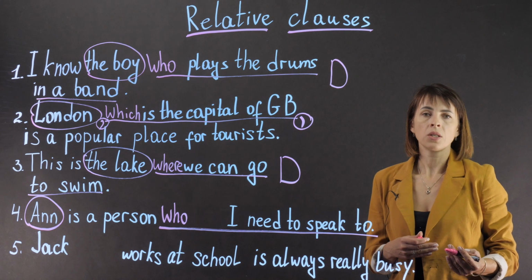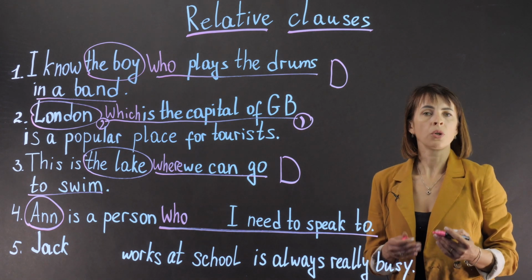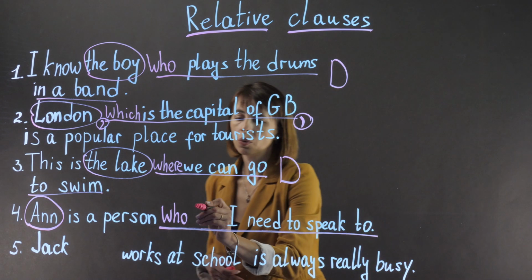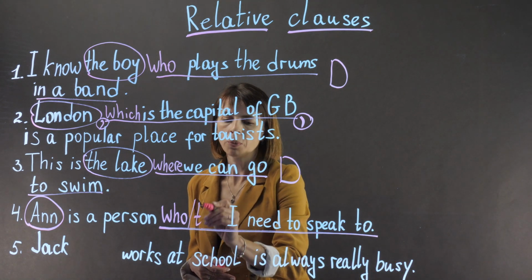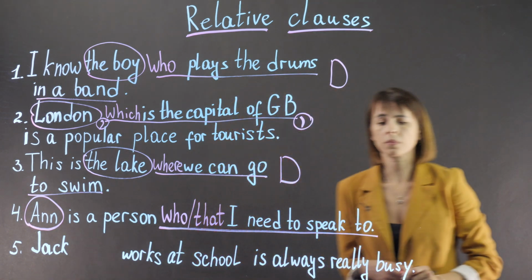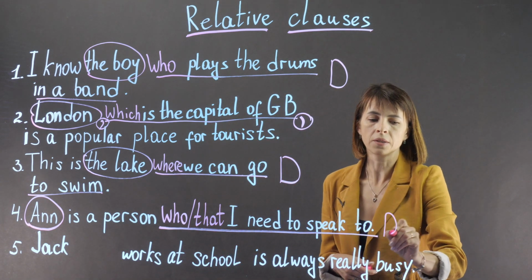Anne is a person. So we don't need to put comma. But we can replace who with that. Ми можемо замінити who на that. It's defining relative clause.